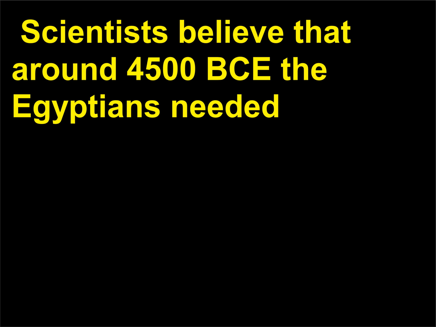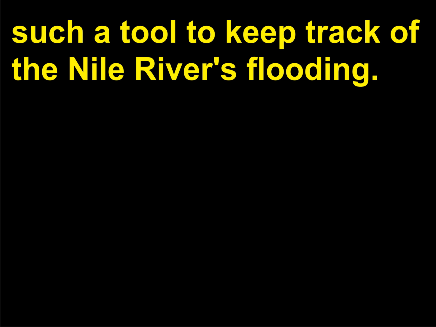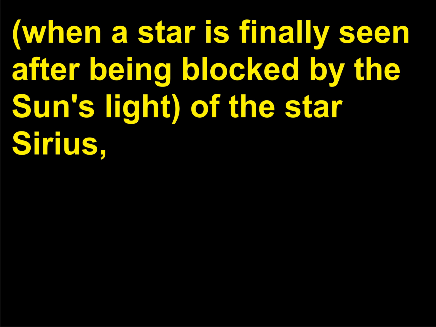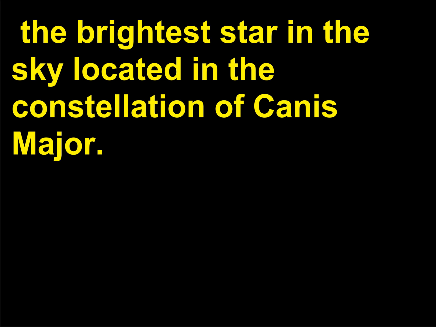Scientists believe that around 4500 BCE the Egyptians needed such a tool to keep track of the Nile River's flooding. From about 4236 BCE, the beginning of the year was chosen as the Heliacal Rising, when a star is finally seen after being blocked by the sun's light, of the star Sirius, the brightest star in the sky located in the constellation of Canis Major.